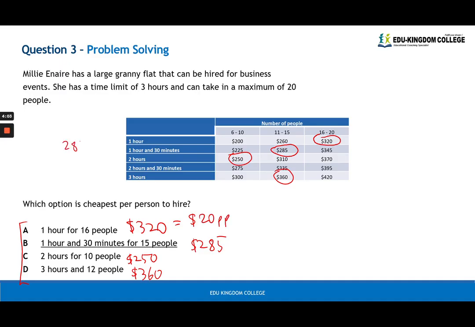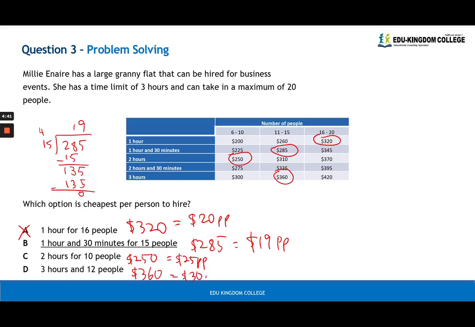This one, 285 divided by 15 goes in once. 135. Maybe let's try 8. 8 fives are 40. 120. Let's try 9. 9 fives are 45. There we go. That's 19 per person. So already A is out, right? C divided, you get 25 per person. PP for per person. This one you get 30 per person. So that's why B is your answer.